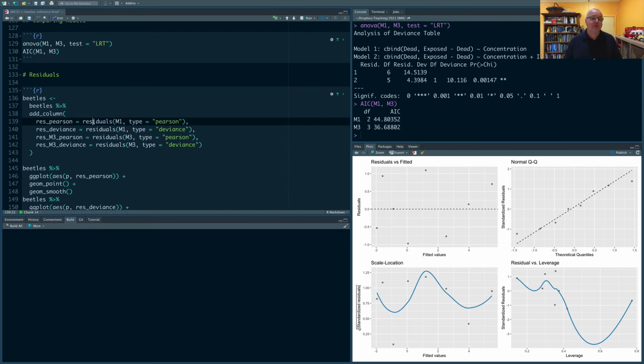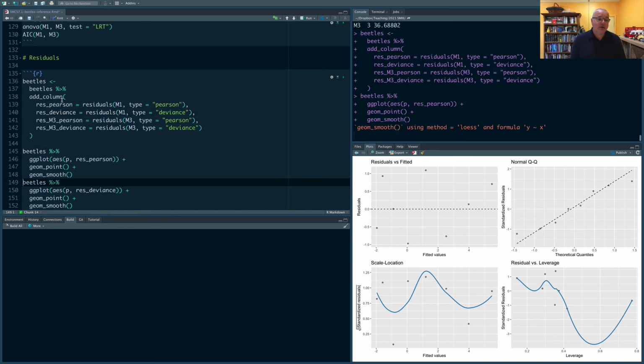Next I'm going to show you the different residuals. You can get residuals using the residuals command, give it a model, and the types we normally look at in logistic regression are either the Pearson or the deviance. Go to the lectures to remind yourself. So I've got the residuals for the first model with just concentration, and the second model with concentration squared as well, and we add those in.